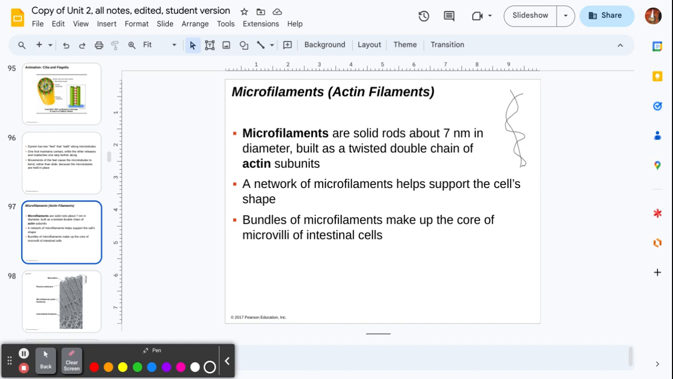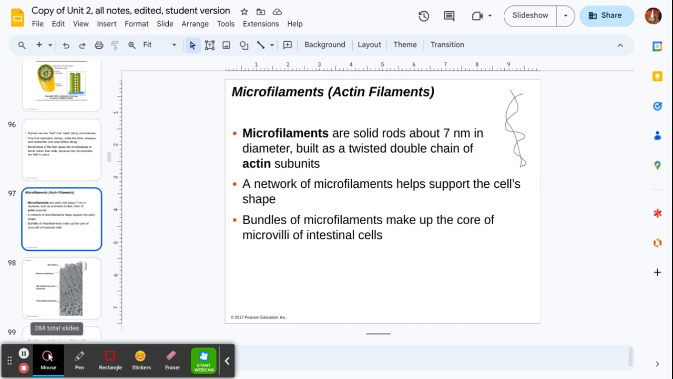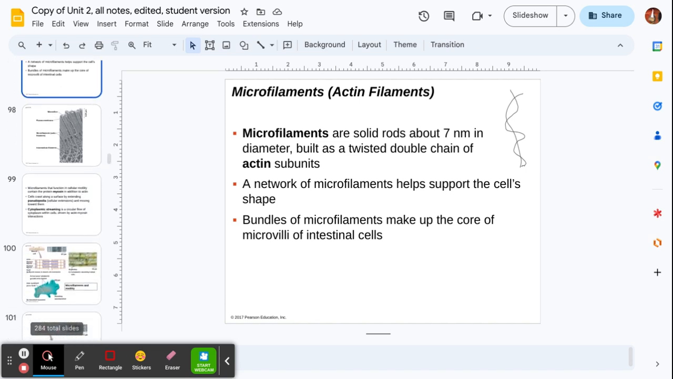And their job is going to be for a lot of support for the cell, as well as they make up these little hair-like extensions called microvilli that are found in the walls of the intestine.